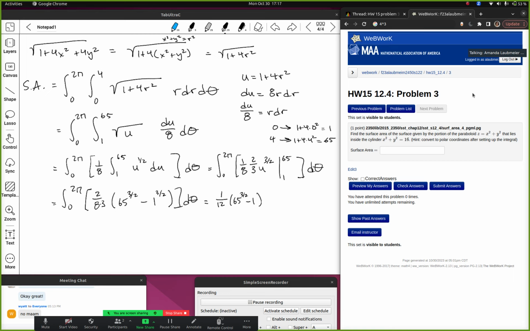And I don't know what 65 to the 3/2 is. When I have to plug it into WebWork, I'll just leave it that way. But all those things are numbers, so they can just come out front. And then I'm left with just that d theta back inside.